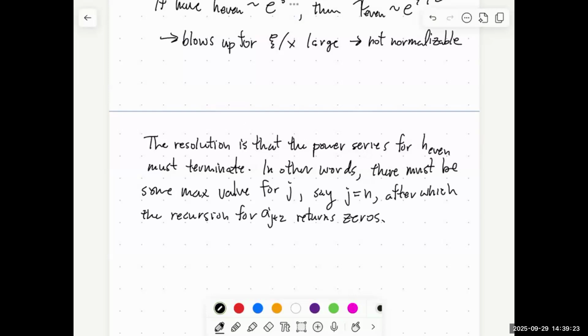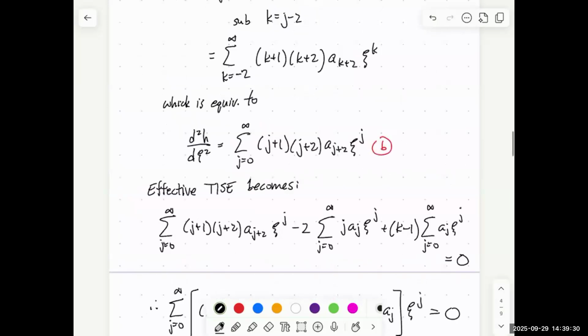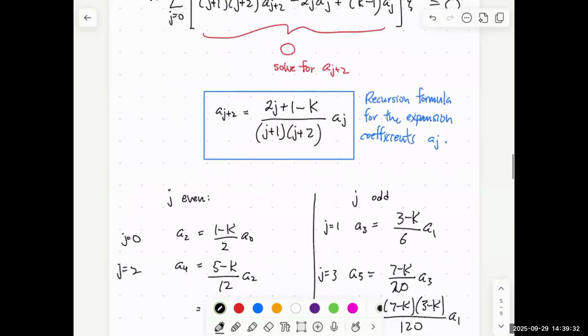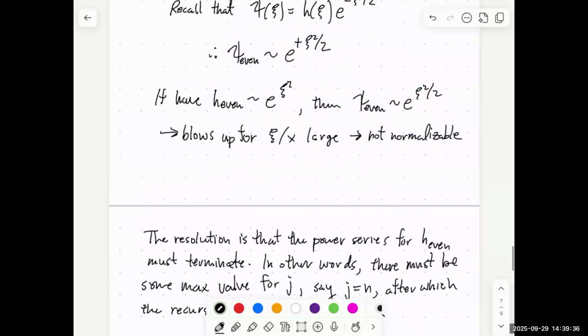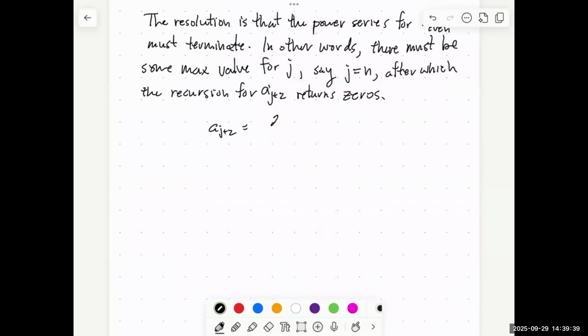Okay, I'm going to write down the recursion relation again, because it was a little while ago that we had it. It's way back here. So it's (2j plus 1 minus k), divided by (j plus 1)(j plus 2), and then we have our a_j here. All right, good. I think that's what we had.